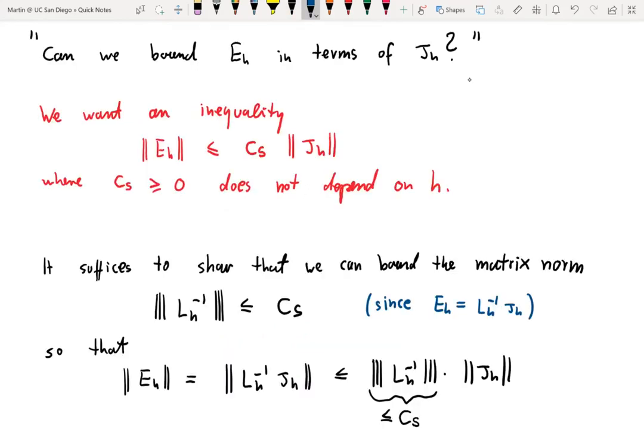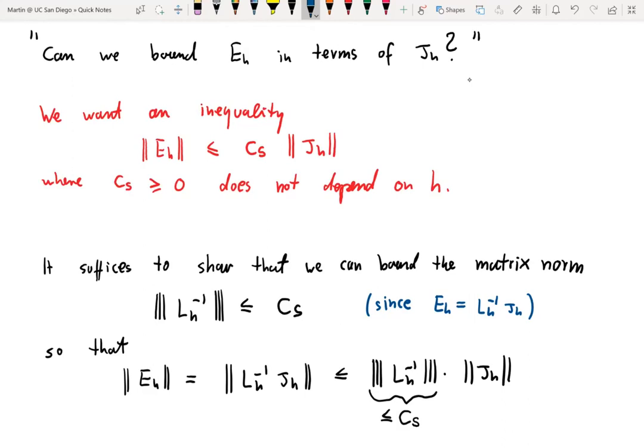In order to prove such a stability estimate, it is completely sufficient to prove a bound on the matrix norm of the inverse of the system matrix LH. We would like to show that the matrix norm of LH inverse is bounded from above by some constant CS, which we are going to call the stability constant. Why is that our goal?